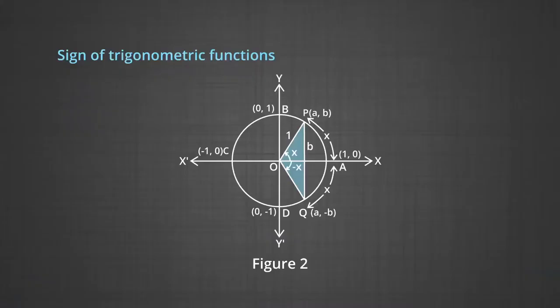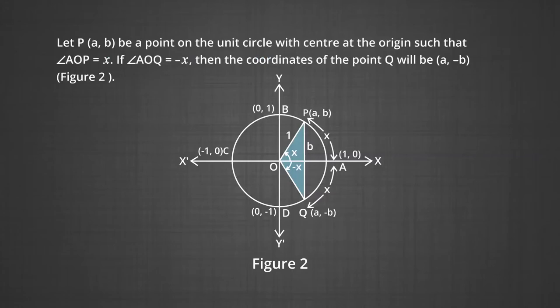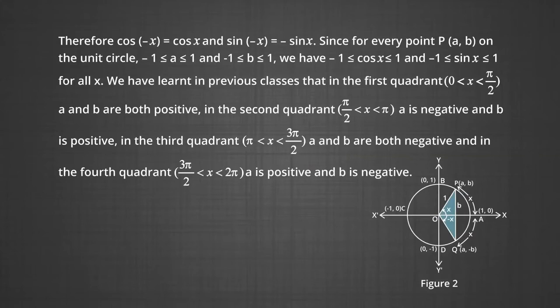Now, we are going to see signs of trigonometric functions. Observe the given figure. Let P(a, b) be a point on the unit circle with the center at origin such that angle AOP is equal to x. If angle AOQ is minus x, then the coordinates of the point Q will be (a, minus b). Therefore, cos of minus x can be written as cos of x, and sine of minus x is minus sine of x.